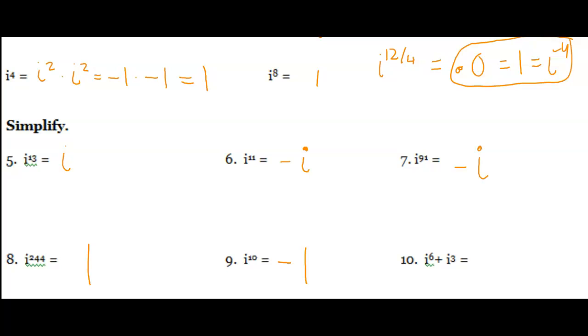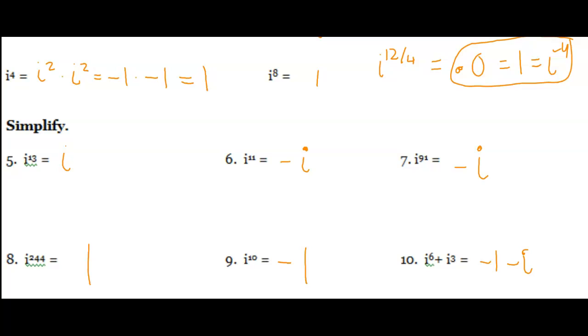Yes. Oh, okay. Now, i's are like x's. You can't add them together. i to the 6 plus i cubed is not i to the 9. You have to simplify separately. What did we say i to the 6th was equal to? i cubed is equal to? So i to the 6 plus i cubed is negative 1 minus i.